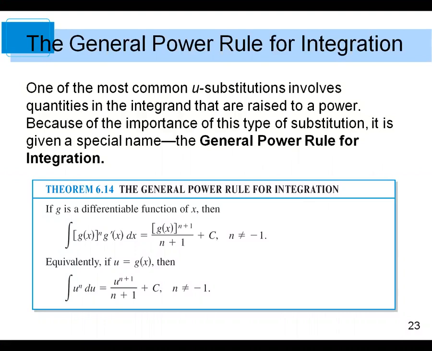If you have the form of a function raised to a power times the derivative of the function that was raised to a power, you can just add 1 to the exponent, divide by the new exponent, and add your plus c, as long as the exponent is not equal to -1. Because when you add 1 to that, you would get g to the 0 divided by 0, which is indeterminate.